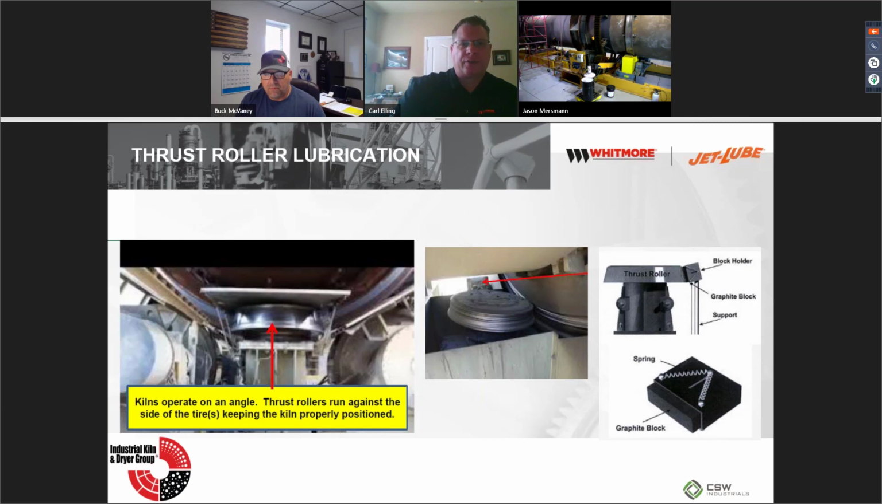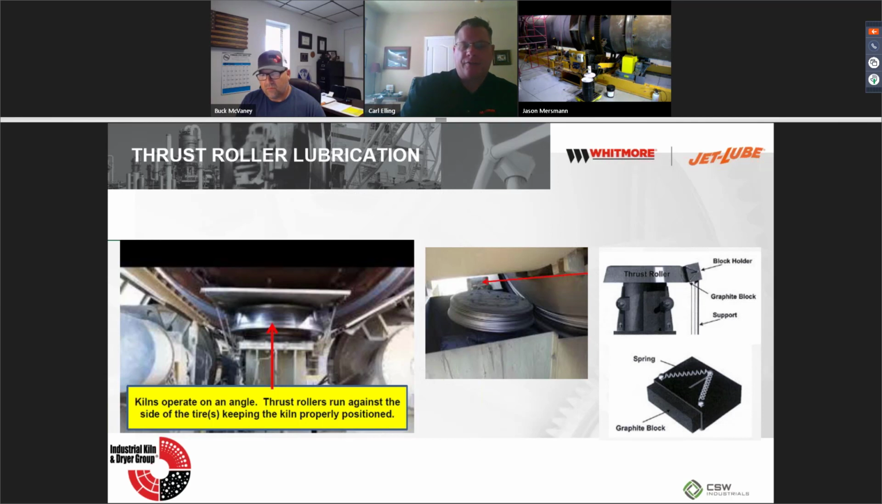All right, moving on to the thrust roller. These don't get used all the time, but if your unit's floated correctly, Buck will educate me on this one, and probably everybody else as well, it helps to keep it in line. These should be running constantly. It'll be touched every now and then if it's floated correctly, but they do operate on an angle. They run against the side of the tire to keep the kiln properly positioned. When you need that lubricant, typically they're in a graphite block with a spring-loaded mechanism. So your choice here is the Molly block.